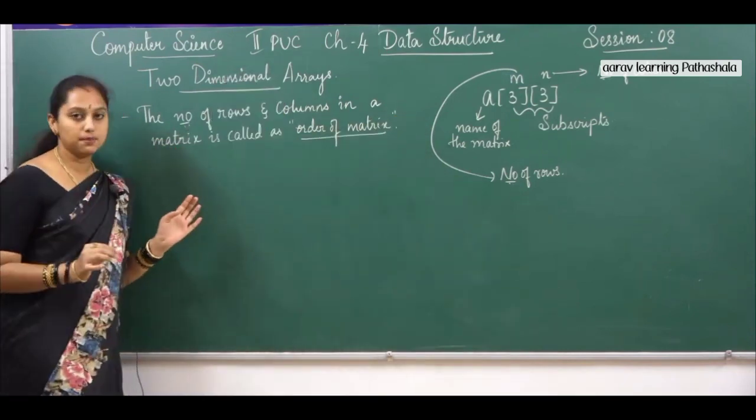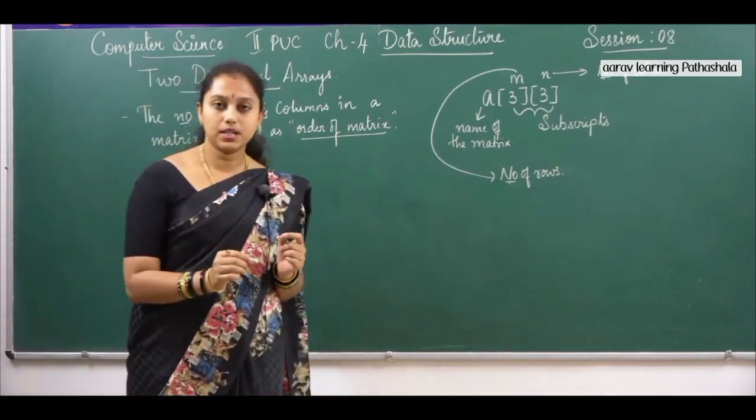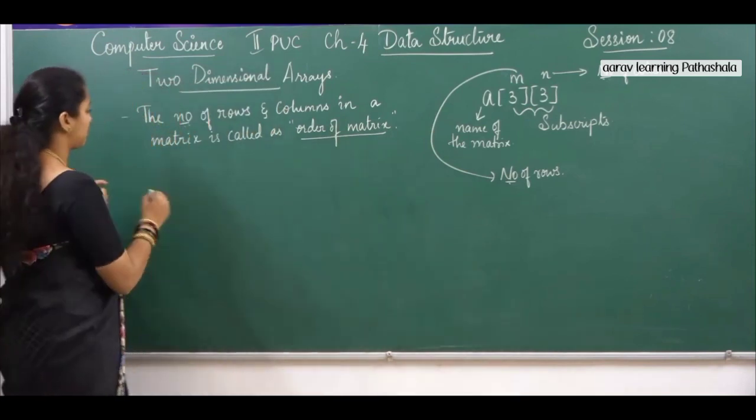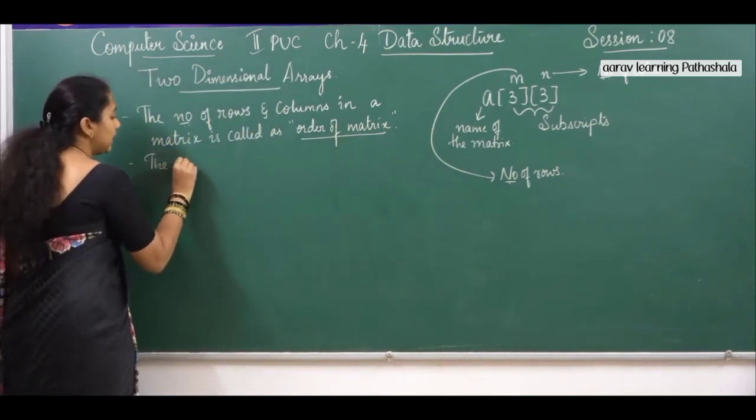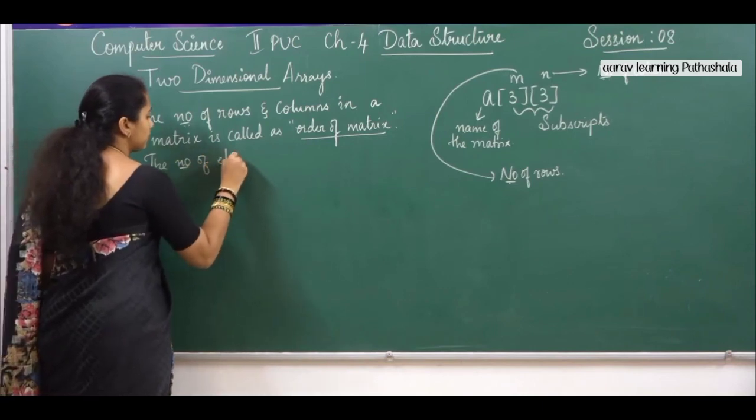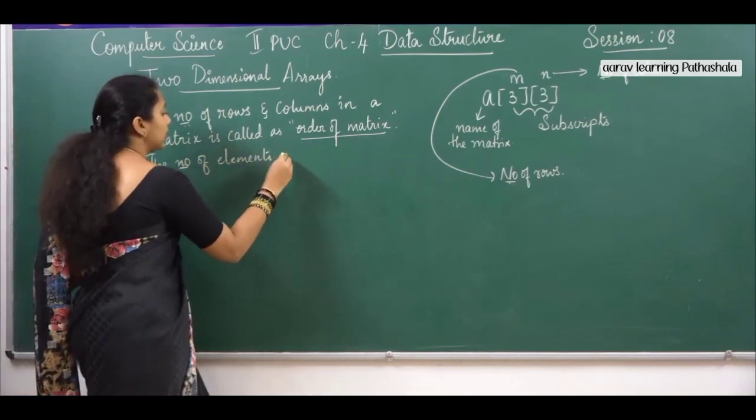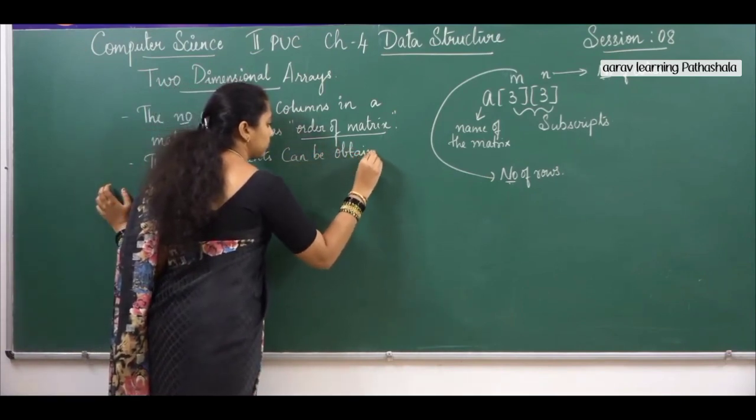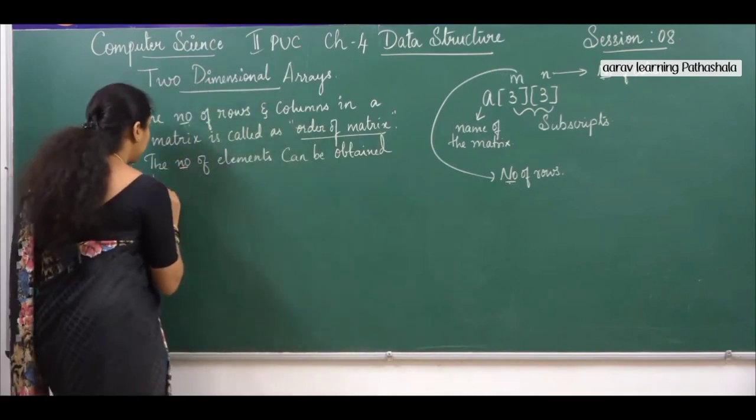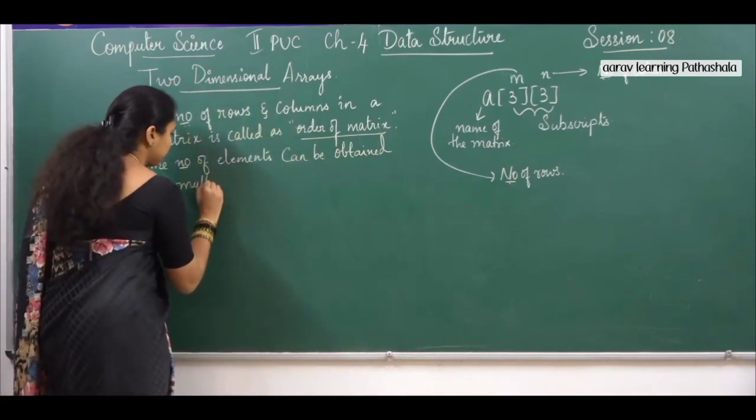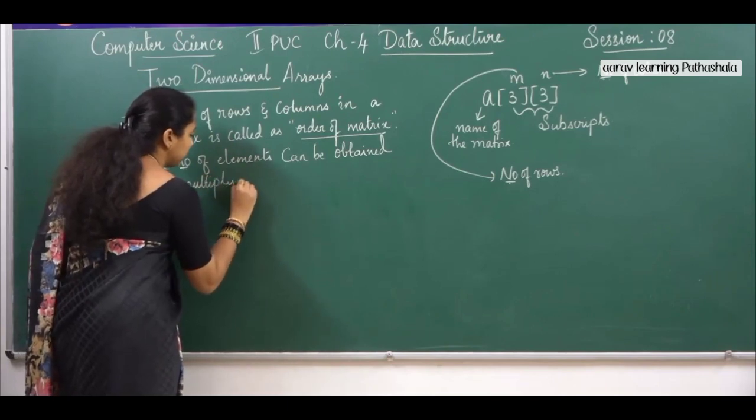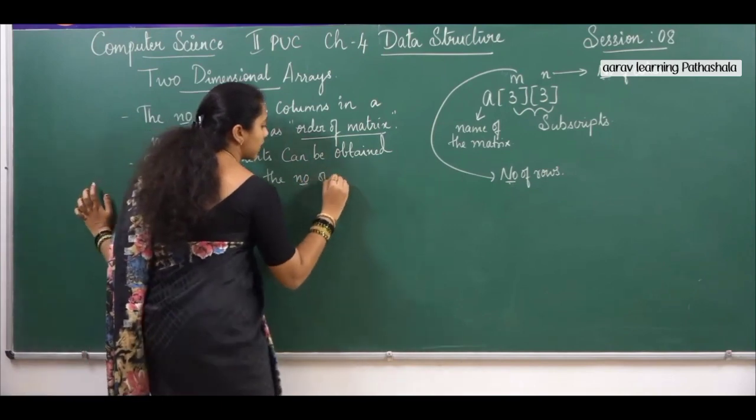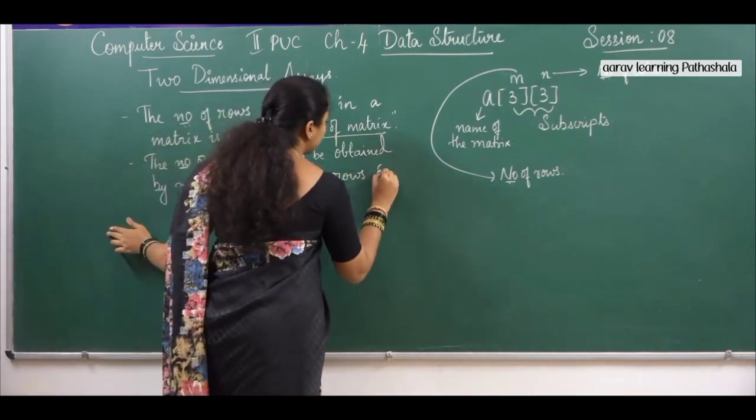The number of elements can be obtained by multiplying the number of rows and the number of columns.